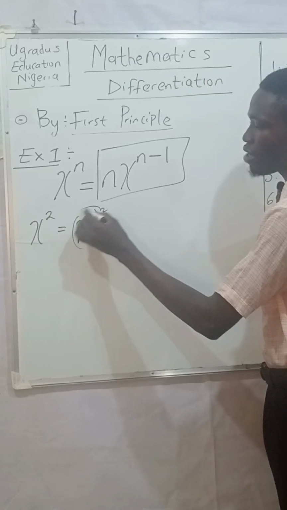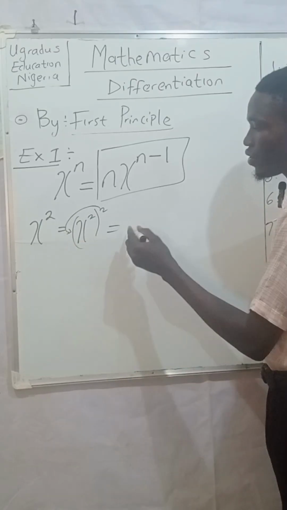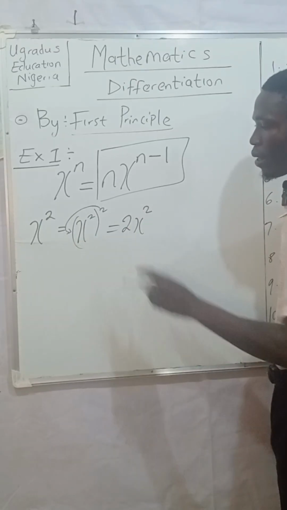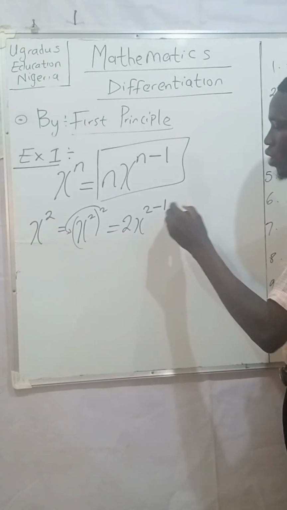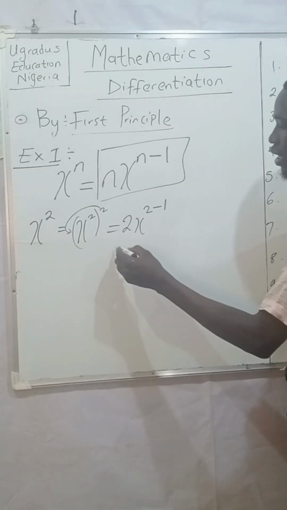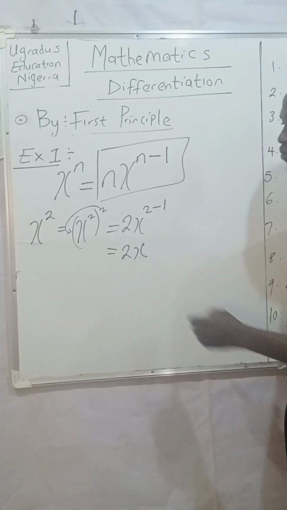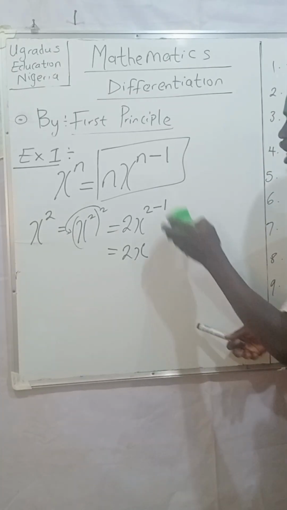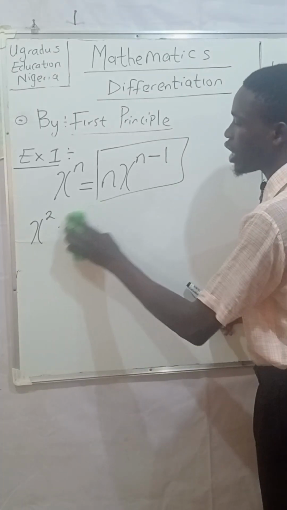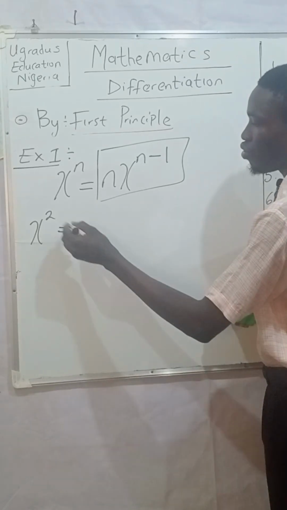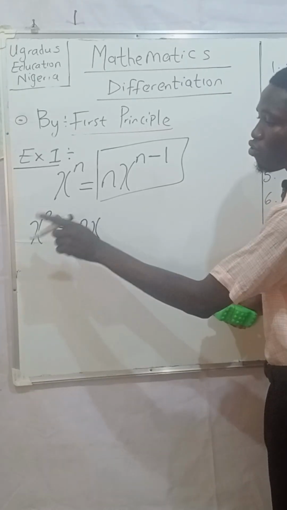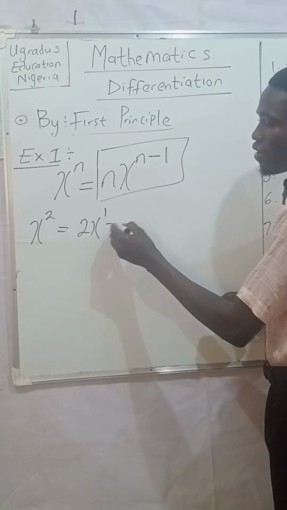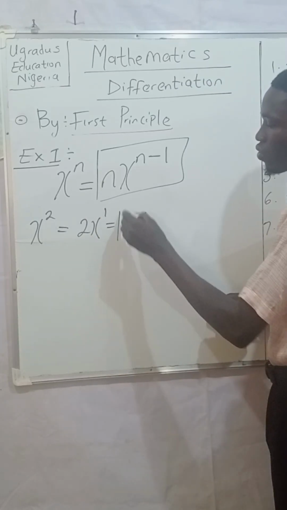Then the next thing is for you to bring this power down as a coefficient so that it can be 2x squared. But you cannot leave this index the way it is. To finish up, you have to subtract 1 from the power. That will be 2x. But to do it in a very fast way, you don't need to undergo this long process. Very simple: just bring down the 2, and subtract 1 from 2. If you minus 1 from 2, you are going to get 1. And if anything is carrying 1, it's just that thing.